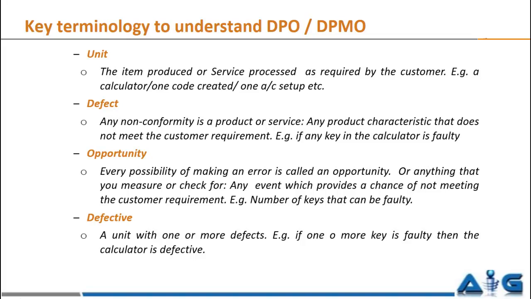These 4 terms, unit, defect, opportunity and defective, are very important when you are looking at understanding DPO and DPMO. So defective is always about that unit. The unit may have many opportunities. Any error in one of those opportunities is termed as a defect. And our subsequent measurements will depend on these.